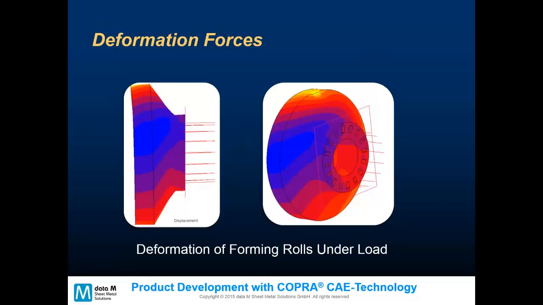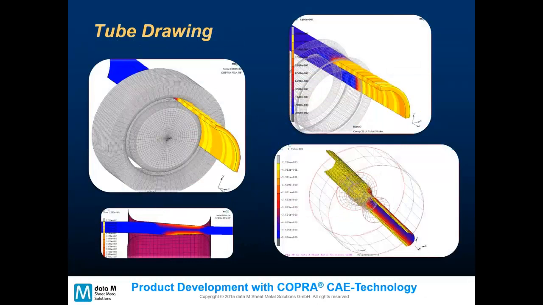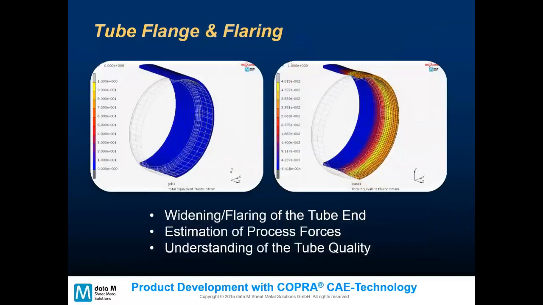Deformation forces, looking at the deformation forces of rolls under load, as you can see in this example here, and the displacement which may take place. Here we have a tube drawing example. You can see here the reduction in gauge and also in diameter. Tube flanging and flaring. The widening and flaring of the tube end, and of course the estimation of the process forces, quite critical here, as well as the deformation to the tube. This helps us understand the quality of the tube post-operation.